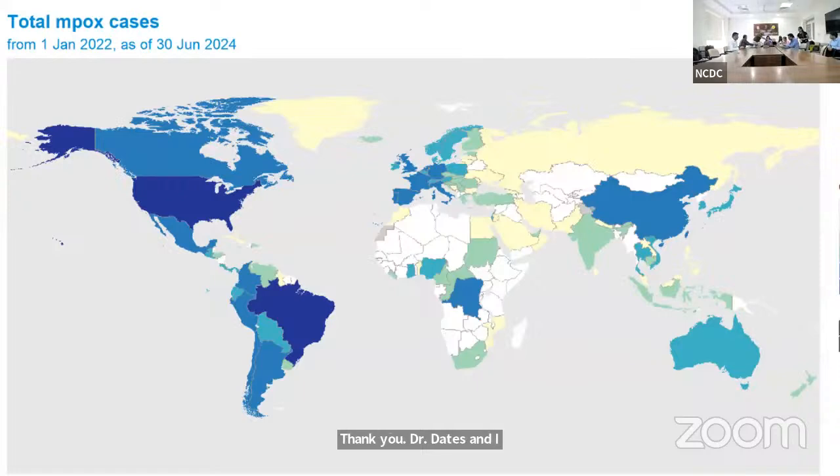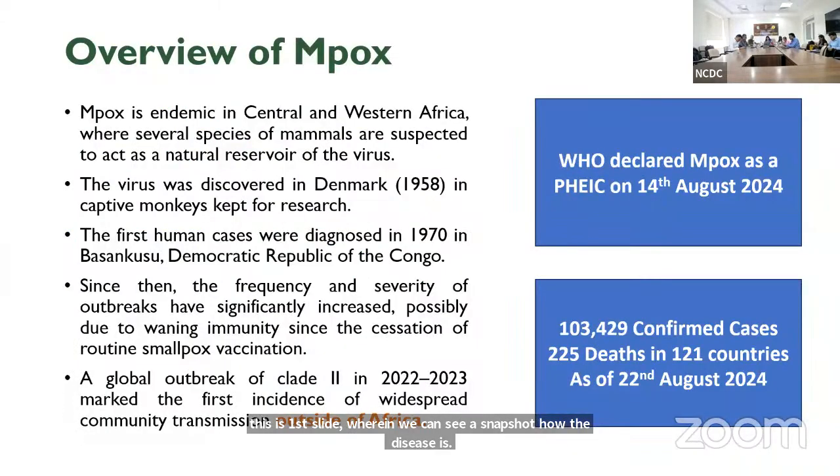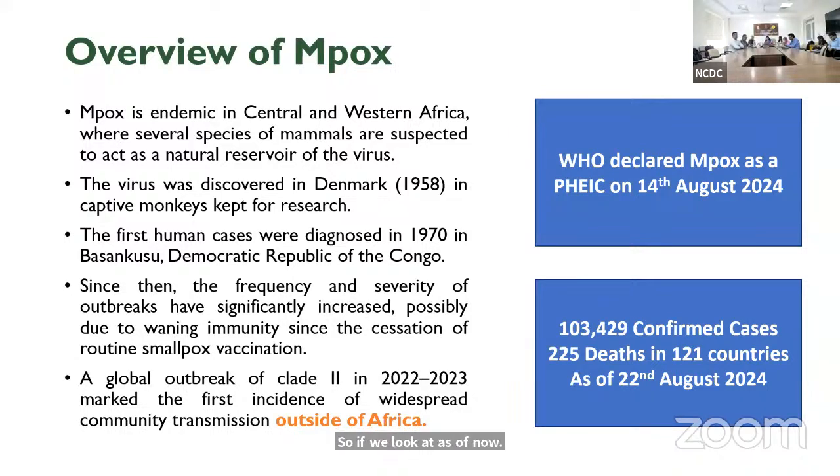So I will not be going into many of the things, as they have already been covered by Dr. Pavana Murthy from WHO. This is the first slide, wherein we can see a snapshot of how the disease is presenting on the global map. As of now, 1,03,429 confirmed cases and 225 deaths have occurred in 121 countries. So this is really a cause of concern. And this data is as of 22nd of August. That means a day before yesterday only.